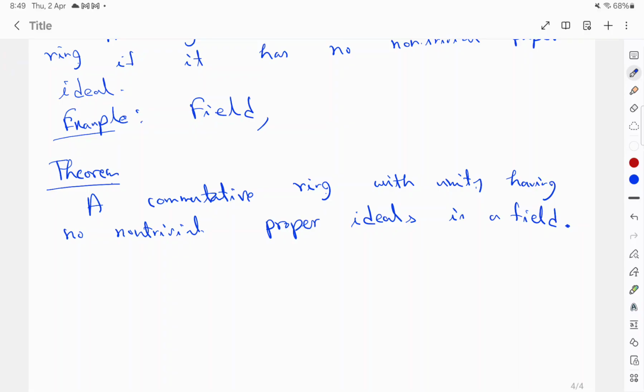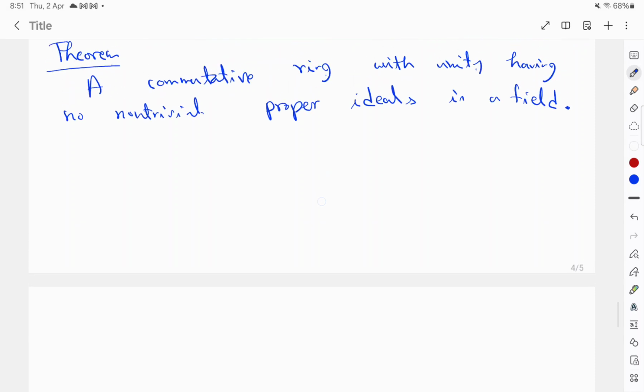Okay, so what you have to prove is the field. Basically, you know the definition of a field: every non-zero element is a unit, right? So this thing you have to prove. We will consider some element, and our job will be to show there is an inverse of that. You have to show basically this is a unit, that's it.